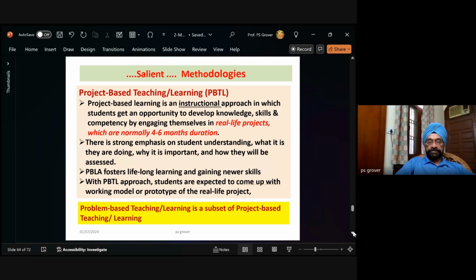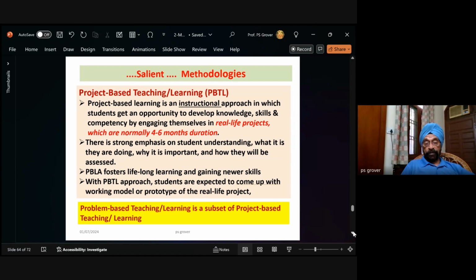Real-life projects, which are generally 4 to 6 months. There is strong emphasis on student learning and understanding. Now, PBL fosters lifelong learning and gaining newer skills. Please make project-based learning a part of your curriculum. The reason is we want to implement lifelong learning.